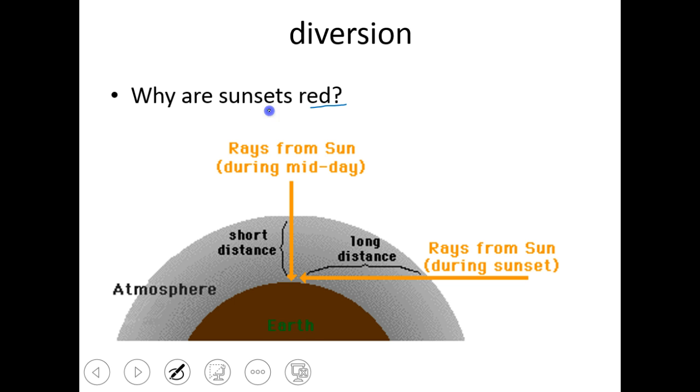Why are sunsets red is another good question. Let's pretend that I've got a person standing here. The sun at high noon looks yellow, right? But the sun at a sunset is way off on the horizon, and so these rays have a lot more atmosphere to go through than they do at midday. And so the only colors that reach your eyes at this point are the reds.